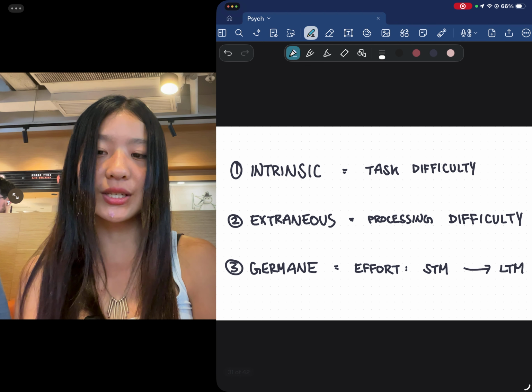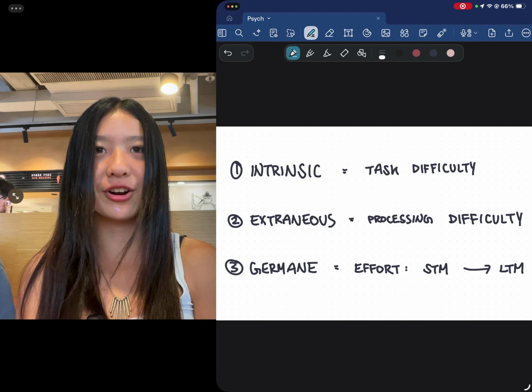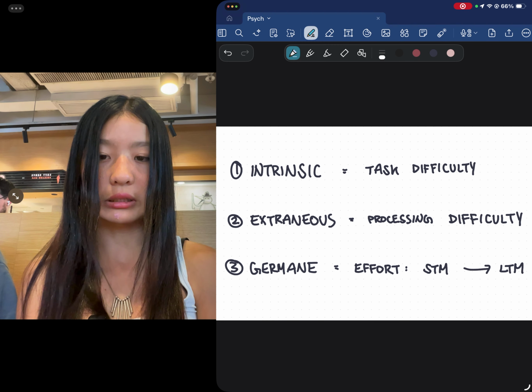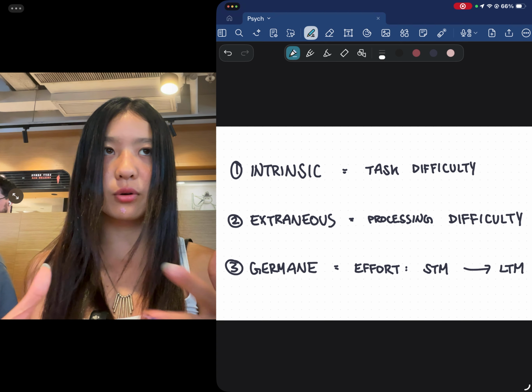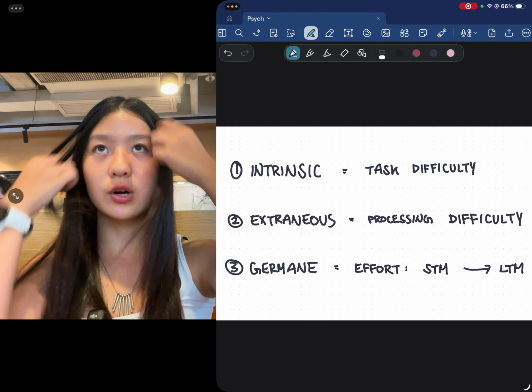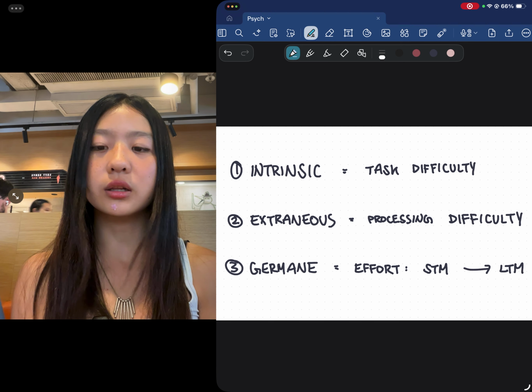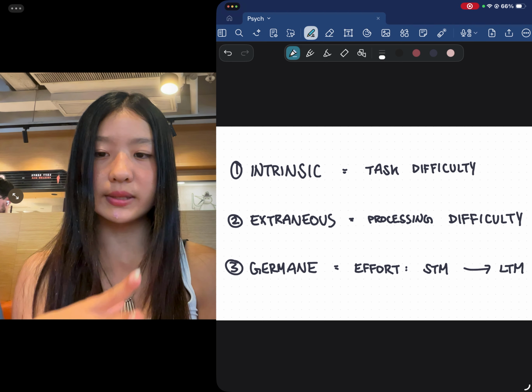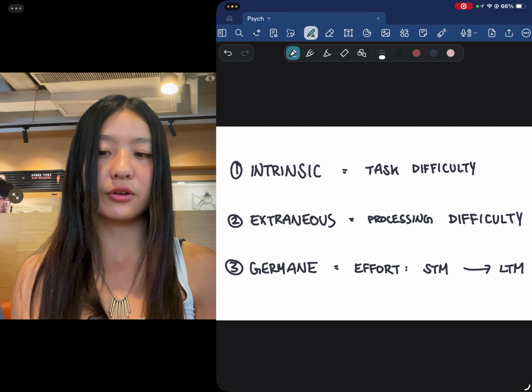There are three types of cognitive load. There's the intrinsic load, so how difficult the task you're performing is in itself. So, for example, calculus would have a higher level of intrinsic load as compared to simple arithmetic.